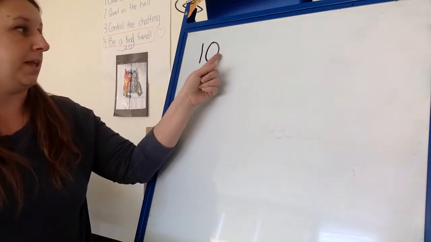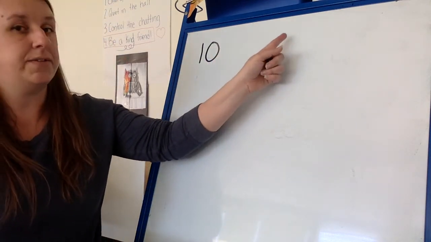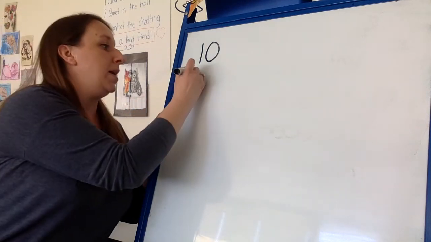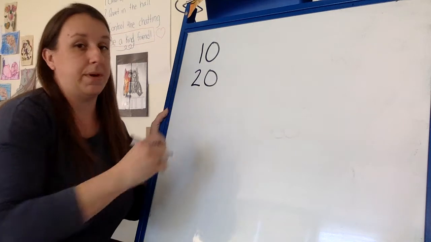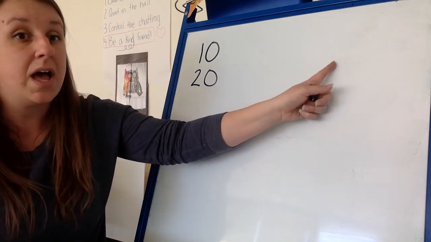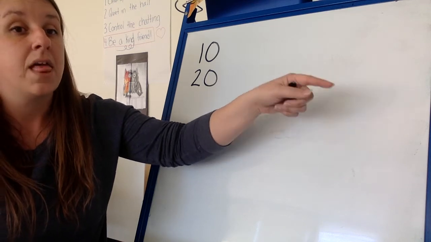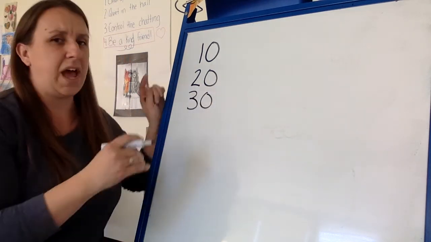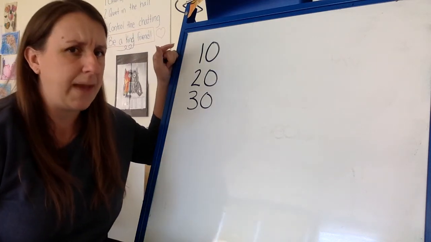And then we would go 11, 12, 13, 14, 15, 16, 17, 18, 19. The next number would be 20. That's the next 10th number. 21, 22, 23, 24, 25, 26, 27, 28, 29. And say 30. And then I think by now you might see a pattern.